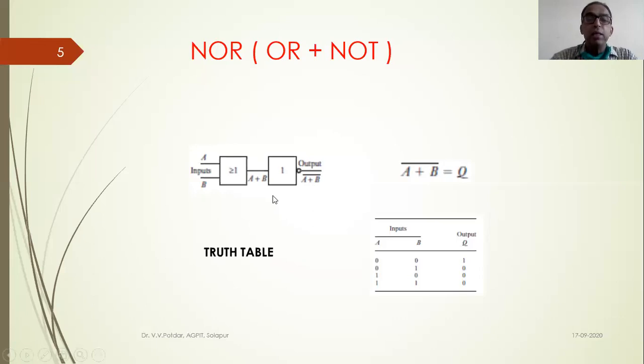Now, A is 1 and B is 0. So A or B, either of the two is 1, so the output will be 1 for the OR gate. And what will the NOT gate do? It will invert that 1 into 0. Okay, finally, A is 1 and B is 1. So A or B are 1, so the output would be 1. And what will the NOT gate do? It will invert that 1 into 0. So this is my NOR gate. This is the truth table for the NOR gate.